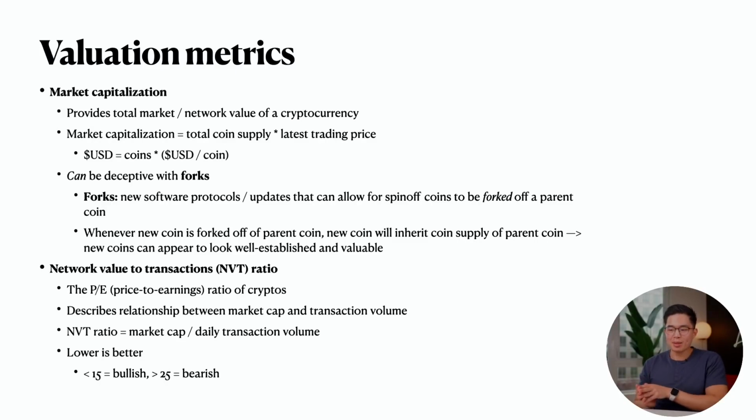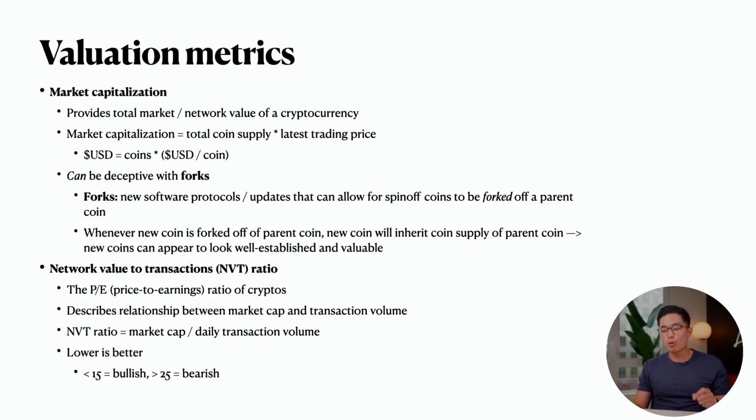Now, market caps can be a little bit deceptive with any forks, and forks are basically new software protocols or updates that can allow for spin-off coins to be forked off of a parent coin. So whenever a new coin is forked off of a parent coin, this new coin is going to inherit the coin supply of the parent coin, and as a result, new coins can appear to look well established and valuable. So that is a little deceptive, just thought you guys should know that.